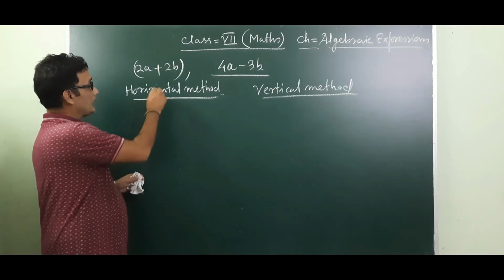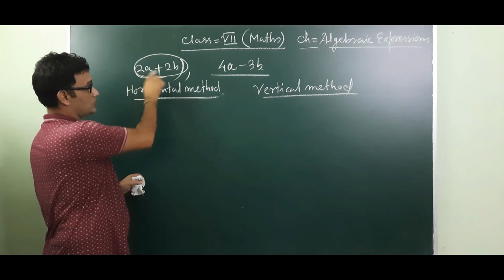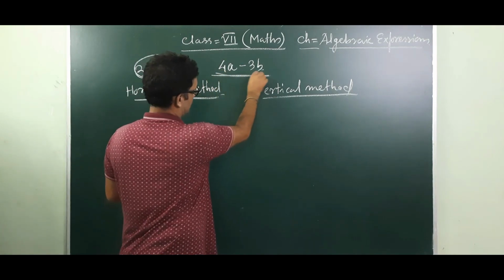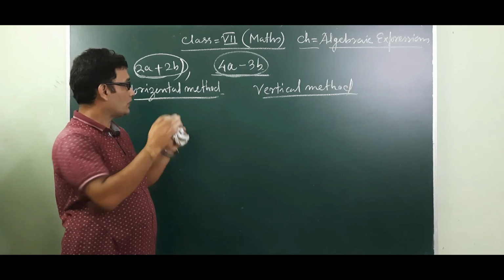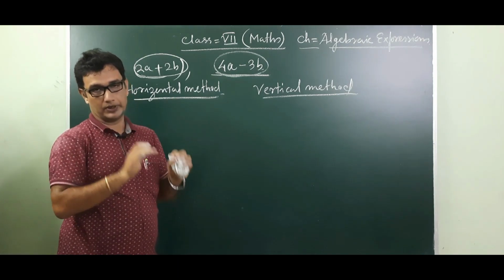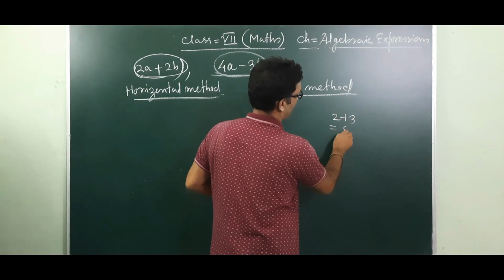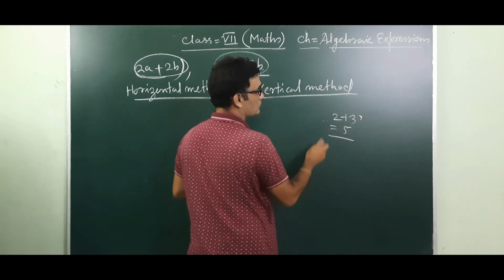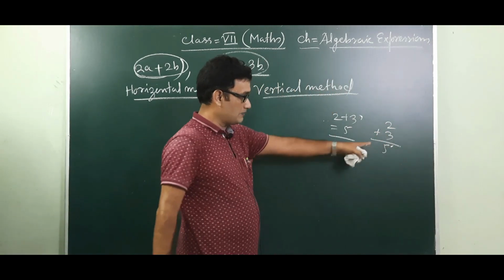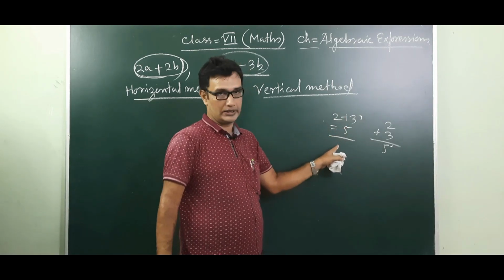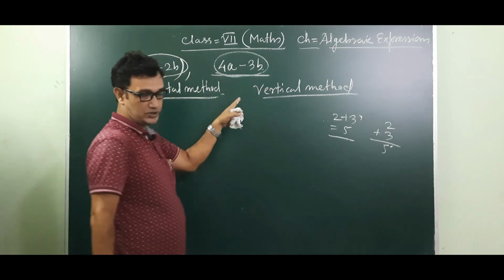Okay, now you see here two algebraic expressions are given. One algebraic expression is 2a plus 2b. Another algebraic expression is 4a plus minus 3b. Now our aim, we are going to add these two algebraic expressions. So you know how to add 2 plus 3 means how much, 5. Like this way also you can add, or if you write 2 plus 3 in one line, then also 5 is coming. So this method is called vertical, this one is called horizontal. So here only numerical numbers, but now algebraic expressions are there.